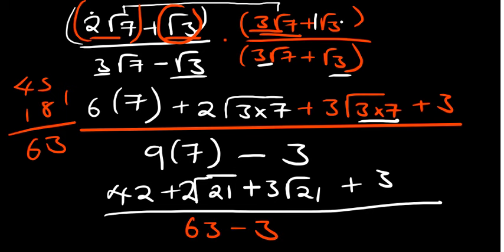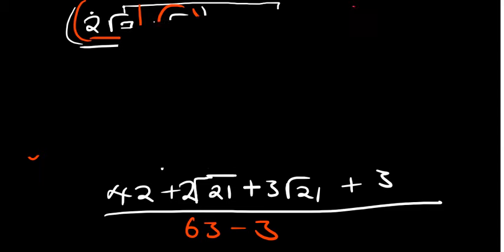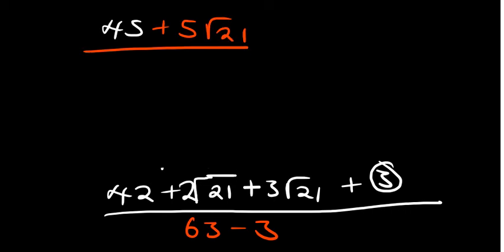So basically at this stage we've even rationalized the denominator because we can't see a surd. So it's just a matter of now simplifying what you have. So 42 plus 3 is what? 45. 2 plus 3 is what? It's a 5. So we maintain the 21 there. 63 minus 3 is what? A 60.